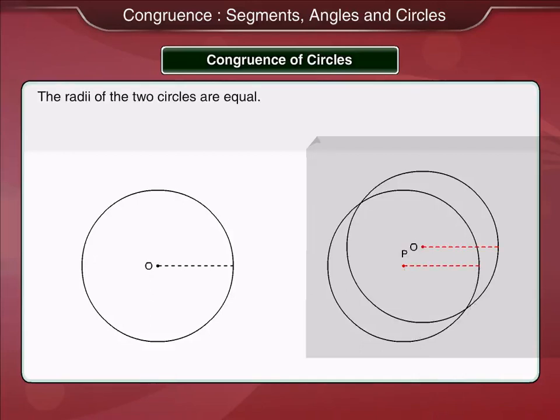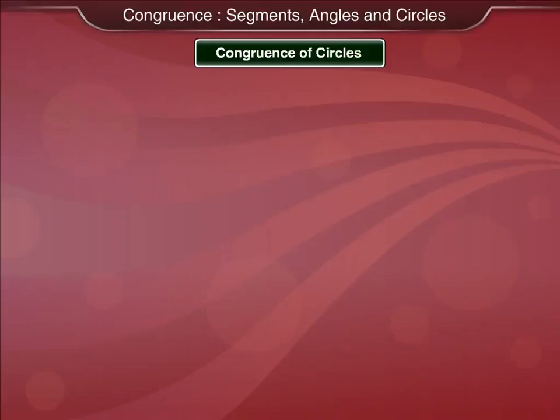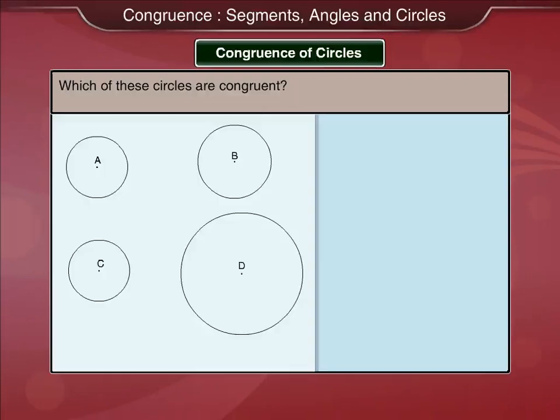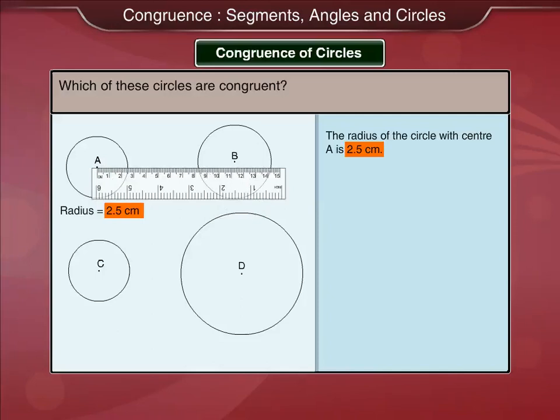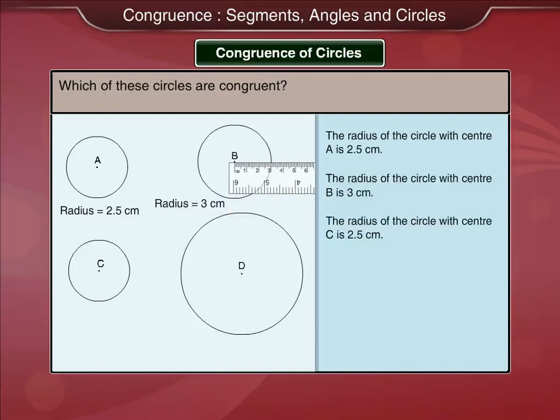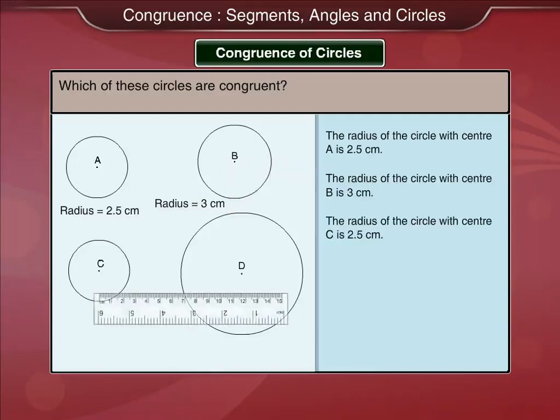Now let us do an interesting activity. Look at these bangles. They have the same thickness, but they are of different sizes. You have to find which of these bangles are congruent and form groups of congruent bangles. What will you do to find if the bangles are congruent? Correct. You will match them. We know they are congruent if they completely match with each other. Good. You have formed the groups.